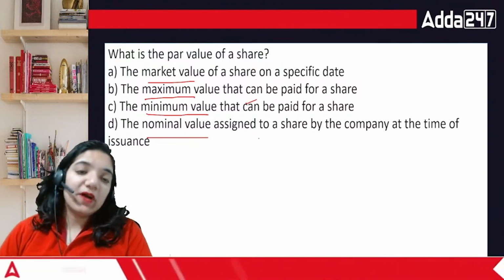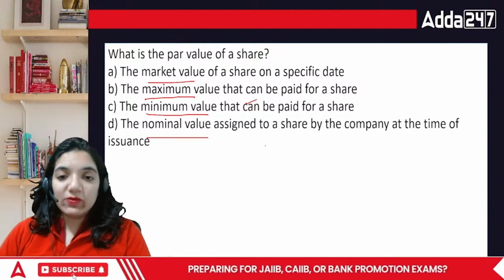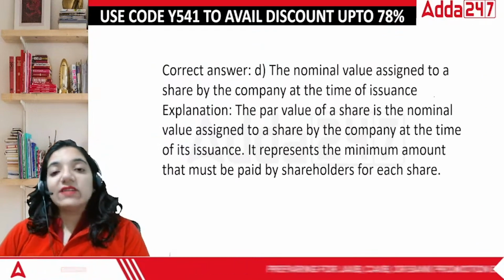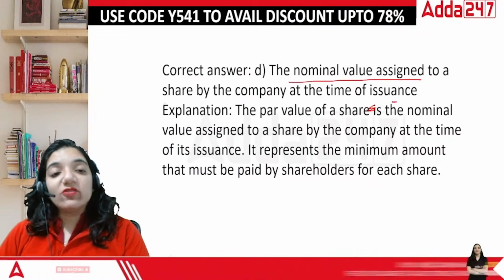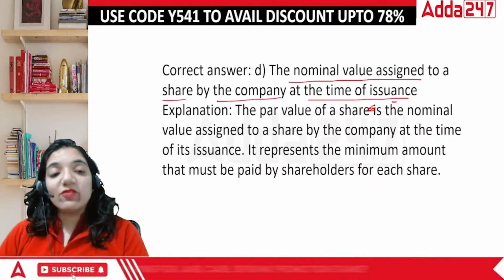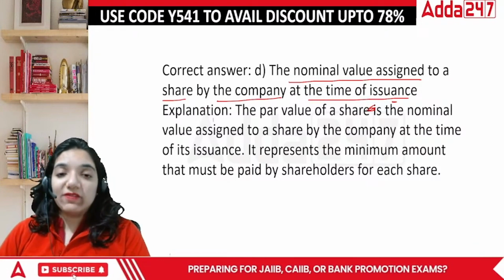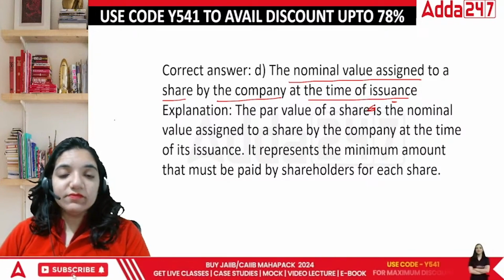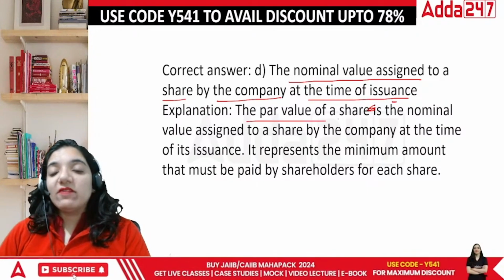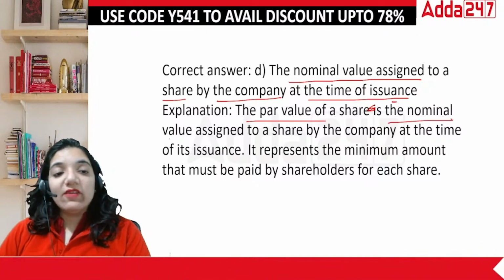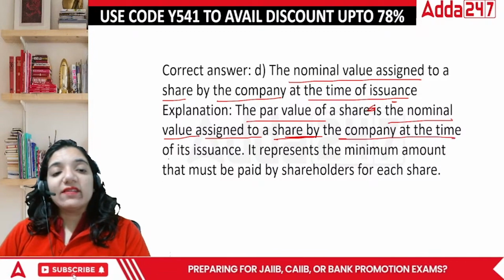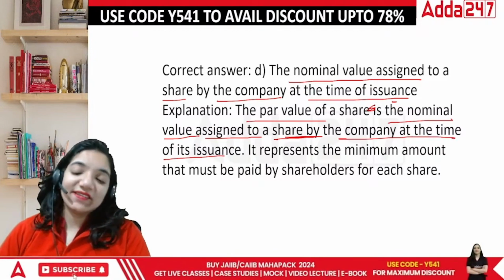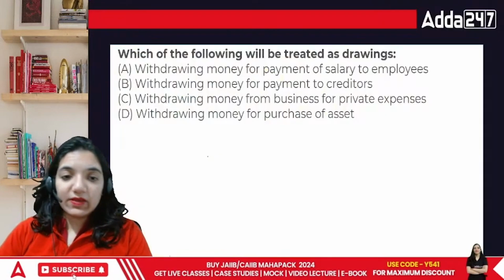When we talk about the par value, this is the book value. This is what we allow as the books of accounts says. The nominal value assigned to a share by the company at the time of issuance is called nominal value. Okay? The par value of the share is the nominal value assigned to the share by the company at the time of its issuance.